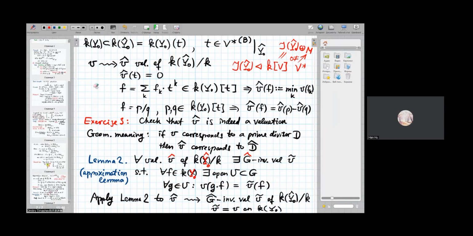But the valuation v was already G invariant, just by construction, by assumption. So this means that v of g f is the same as v of f. And we get that for f in the smaller field, v and v tilde take the same value. This is what is written here: v tilde equals v on the smaller field. Okay?